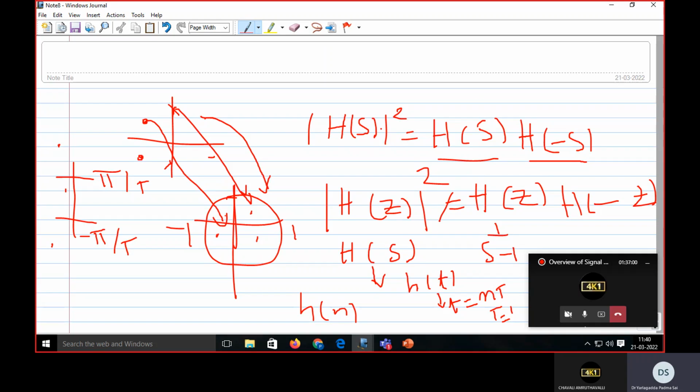That is, for the same specifications, the Butterworth order is more compared to Chebyshev. And the poles of the Butterworth lie on a circle, the poles of the Chebyshev lie on an ellipse.